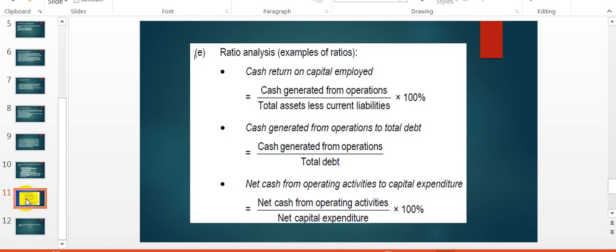cash generated from operations, divided by total assets less current liabilities, times 100%.